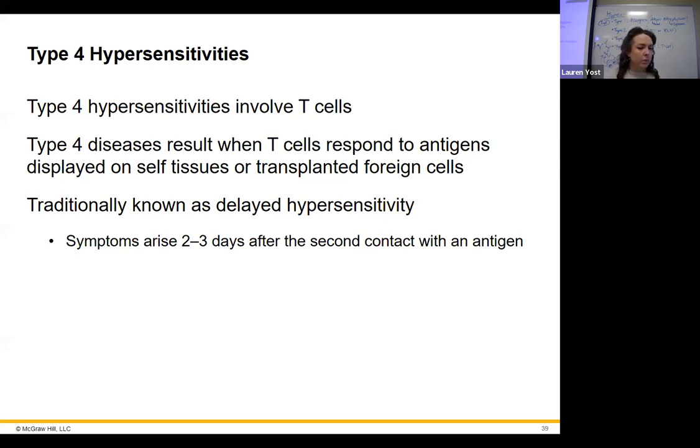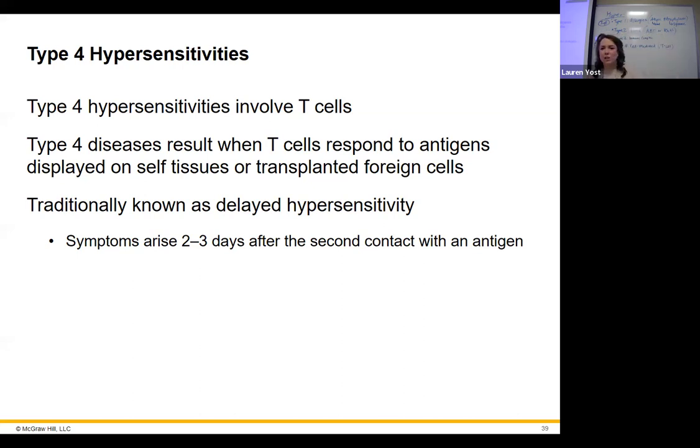So typically we will see symptoms about 2 to 3 days after the second contact with the antigen. What happens after the first contact with the antigen? You're just building up sensitivity. That's it. So you typically don't have any noticeable reaction the first time. But you're just building up, just like we do with the antibodies. It's the same thing with the T cells.